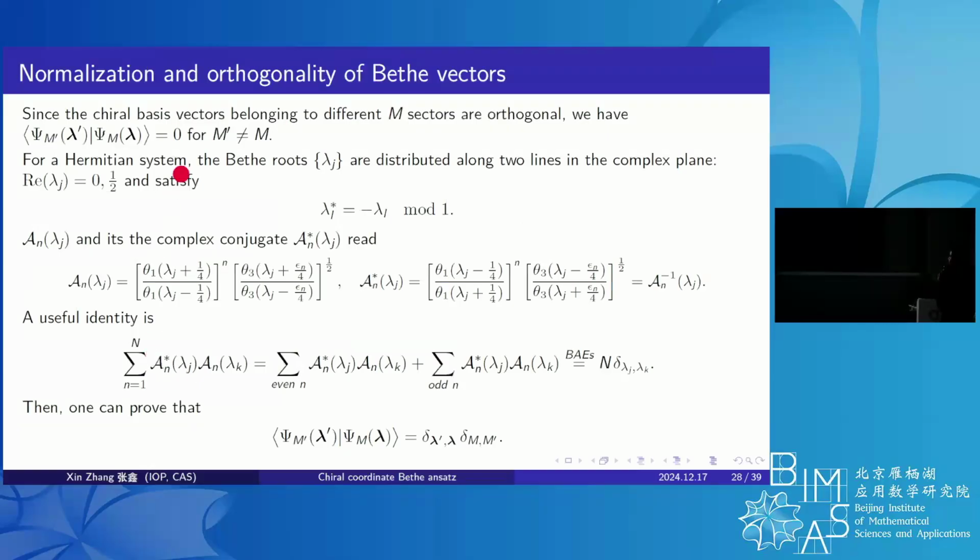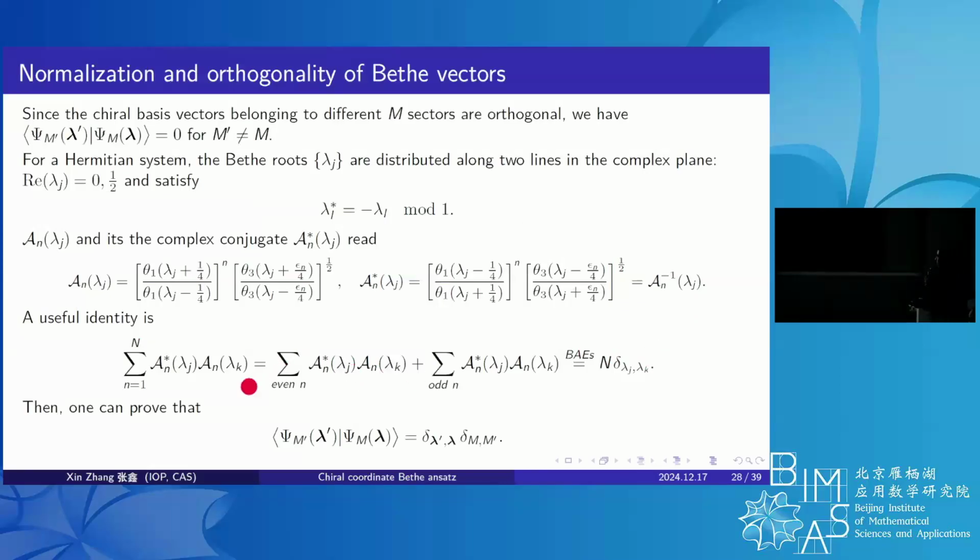First we can prove that if they belong to different m sectors, they are orthogonal. So the basis states should be orthogonal if m is not equal to m prime. For a Hermitian system, we see that the complex conjugate of lambda L is minus lambda L mod 1, and then we can prove that the complex conjugate of this factor is just 1 over this a, and then we can find a very useful identity. A sum from small n equals 1 to capital N is just N times the delta function.